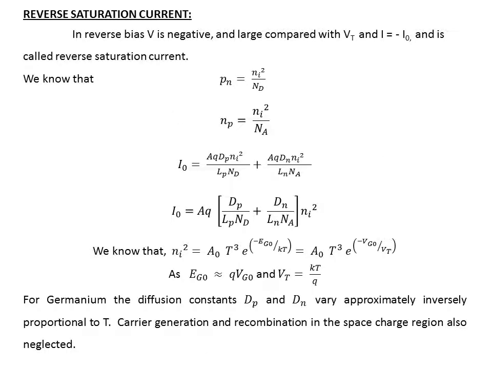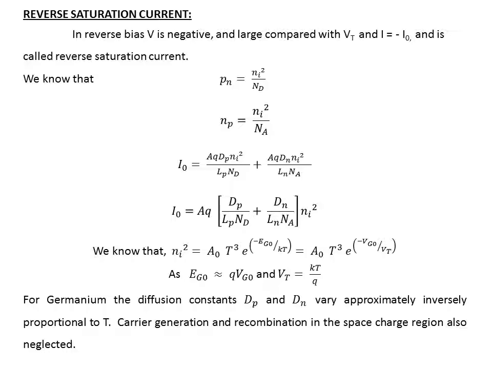The I0 in the earlier expression represents the reverse saturation current. When the diode is reverse biased, V is negative and large compared with Vt. Then the diode current I = −I0. So let us find out the dependence of I0 on temperature.